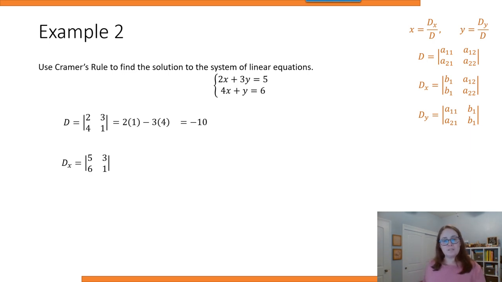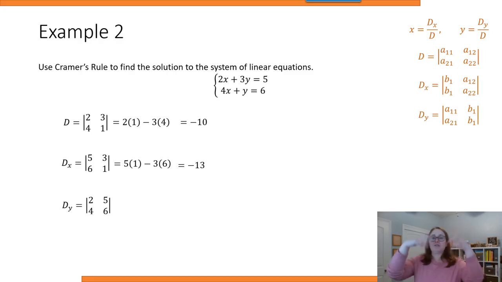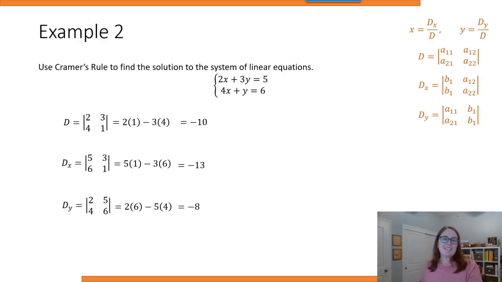So 5 times 1 minus 3 times 6. And plug that into a calculator. I get negative 13. Okay, now I am ready to find x, but I'm going to go ahead and do the last matrix before I plug everything in to find x and y. So Dy is going to be the coefficient matrix again, starting from the original, and now replacing the second column with the 5 and the 6 and finding the determinant. So 2 times 6 this time minus 5 times 4 will give me negative 8 for Dy.